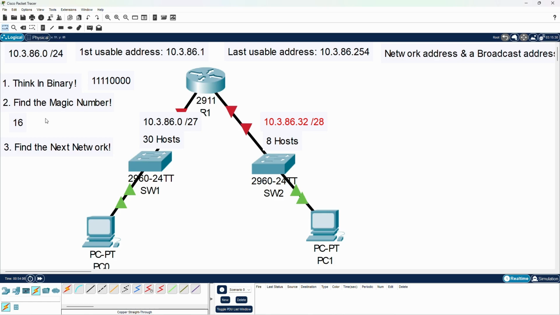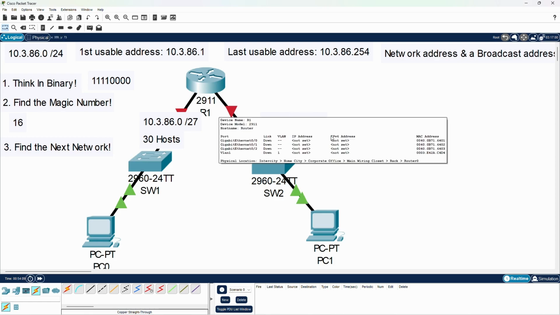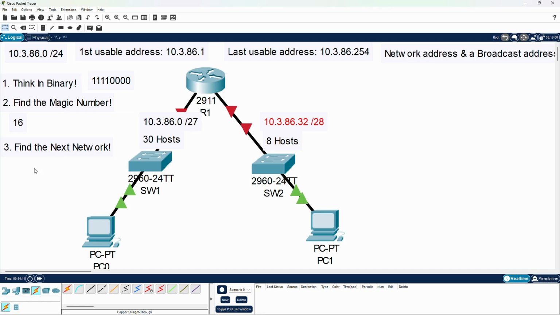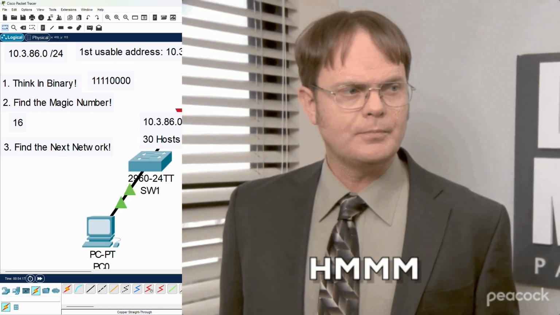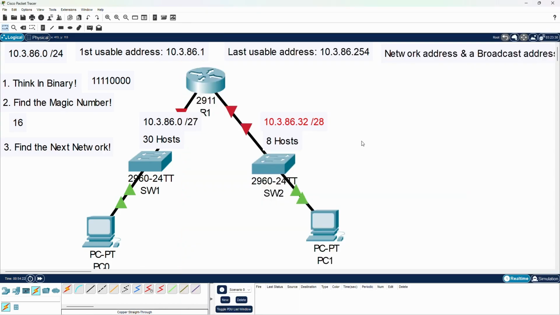Let's just finish it up. What is the magic number here? We know it's 16, so we're trying to finish this by looking at the next network. What would be the next network? I'll let you pause the video and think about that. I'll show you how to do it.